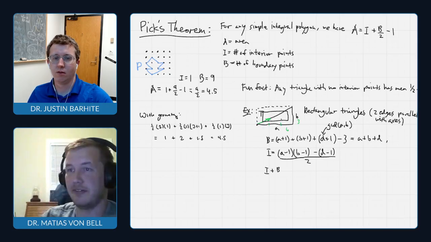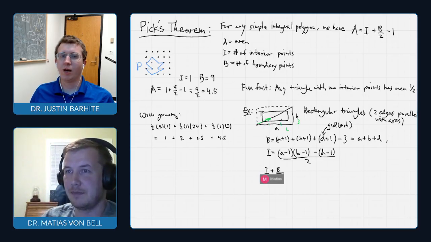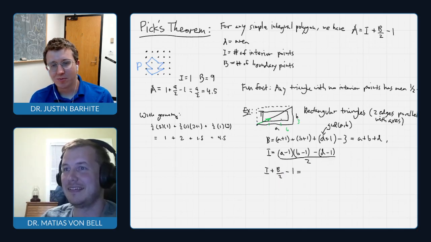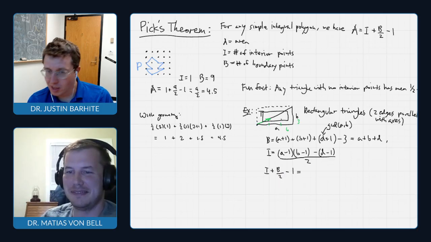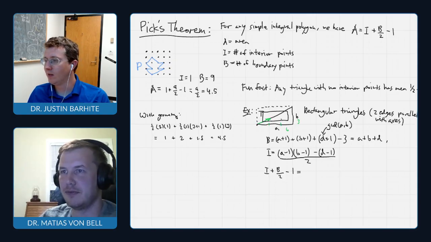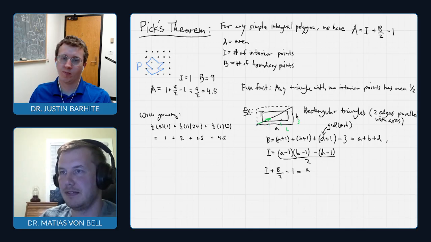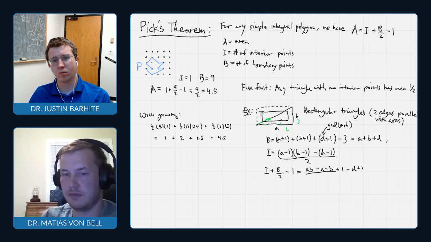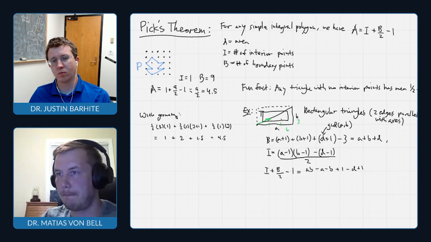I couldn't quite follow, but I'm sure you're right. Compute the I plus b over 2 minus 1 and substitute in the values we just computed. I think we're going to get 1/2 AB. Exactly. So we can expand AB here, minus A minus B plus 1, all divided by 2.